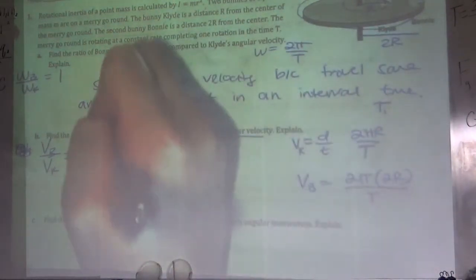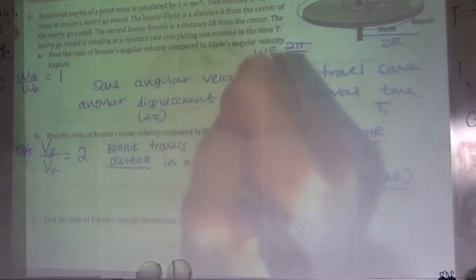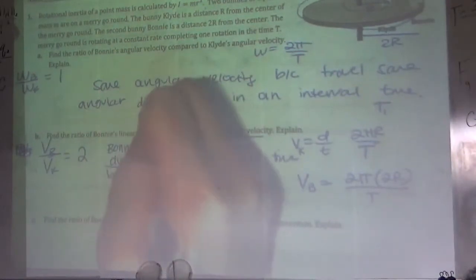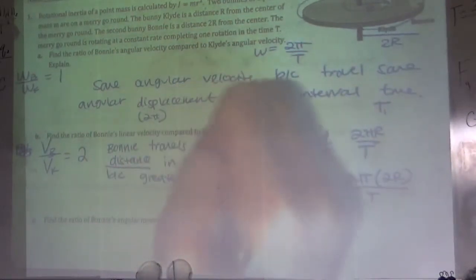So Bonnie travels a greater distance in an interval of time, because they're going the same angle measure, but a greater distance because Bonnie has a greater radius.